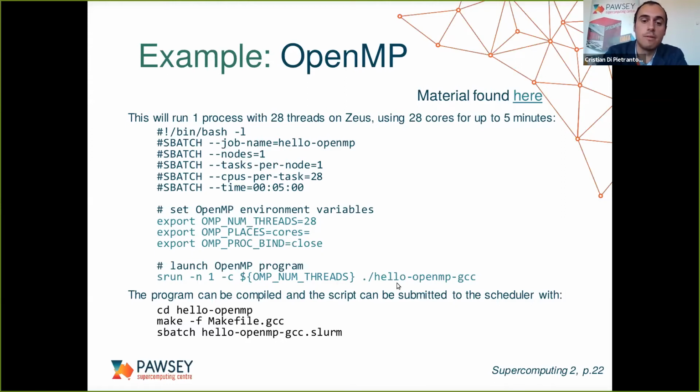This time we will use srun. We need to use srun because at this point we want to specify how many cores we want to use, which is not just one, but 28.